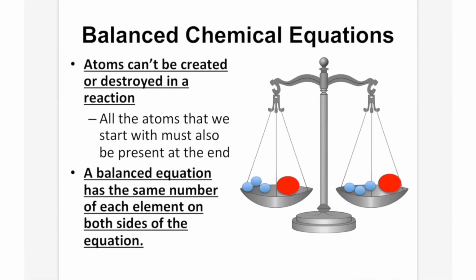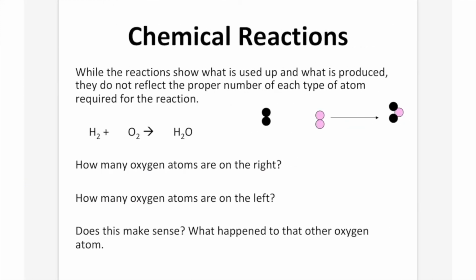Balance chemical equations. Atoms cannot be created or destroyed in a reaction. All the atoms that we start with, we must end with in the end. A balanced equation has the same number of each element on both sides of the equation. So you'll notice in the diagram on the right, we have 3 blue circles on the left, and we have 3 blue circles on the right. We have 1 red circle on the left and 1 red circle on the right. What we have at the beginning, we need to have at the end. This is a balanced chemical equation.